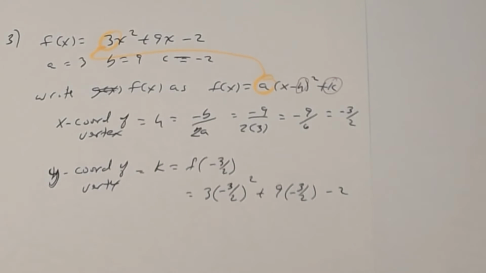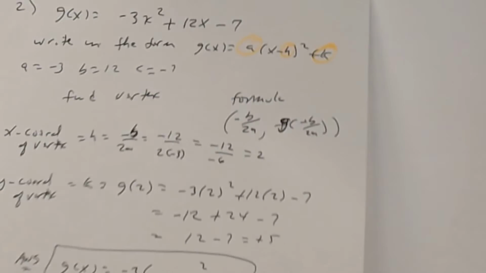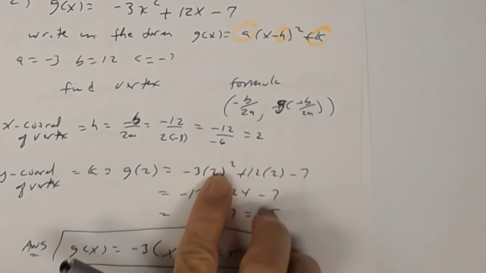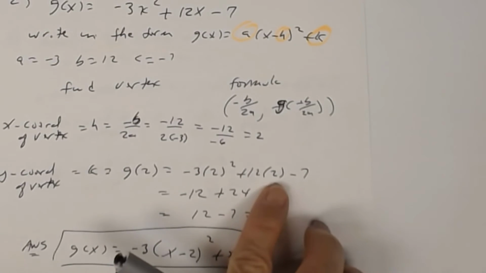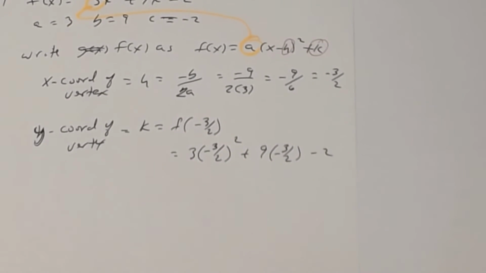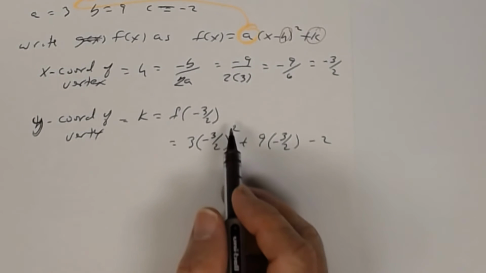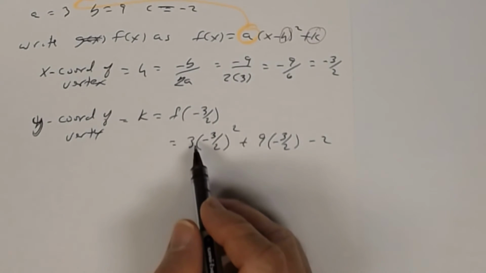All right, now you have fractions to deal with. So in the previous problem, that was not an issue because those were integers. 2 squared is 4, 4 times negative 3, 2 times 12 is 24, and so on. Those were integers. Now you have fractions to deal with, so be careful. If you do it by hand, just remember order of operations. You got to square before you multiply.